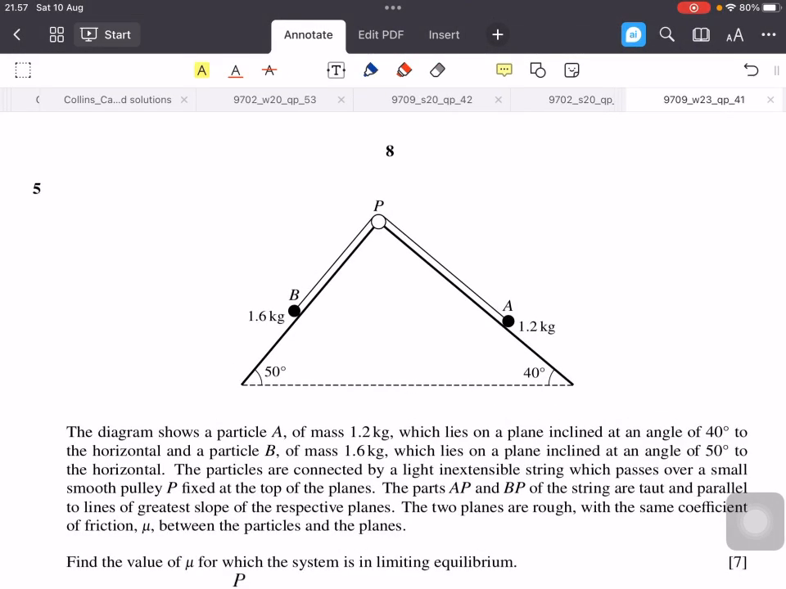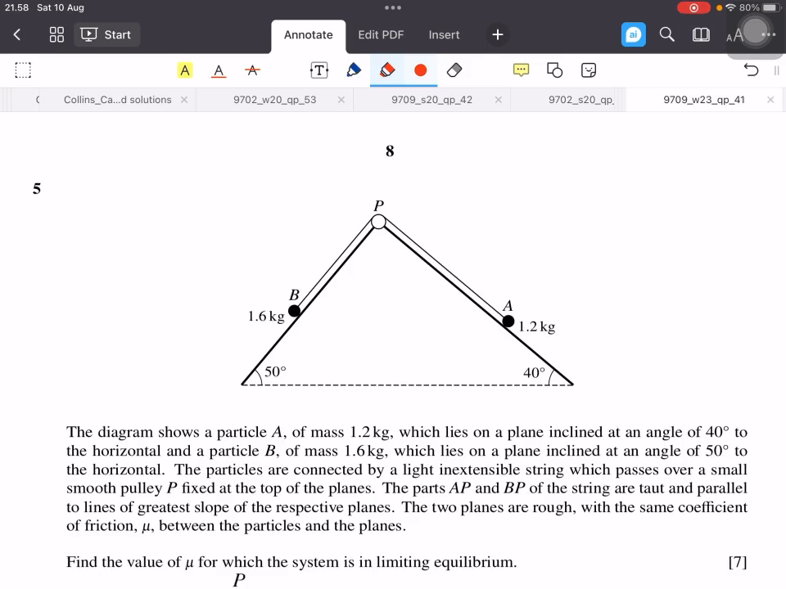Now we continue to question number 5. The diagram shows a particle A of mass 1.2 kg which lies on a plane inclined at an angle 40 degrees to the horizontal. This is particle A.